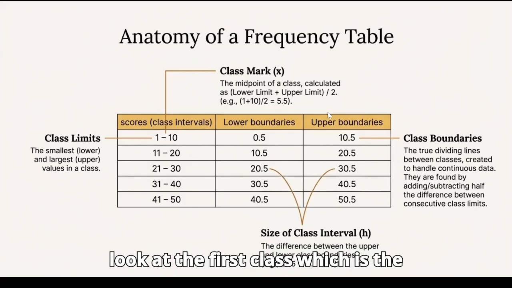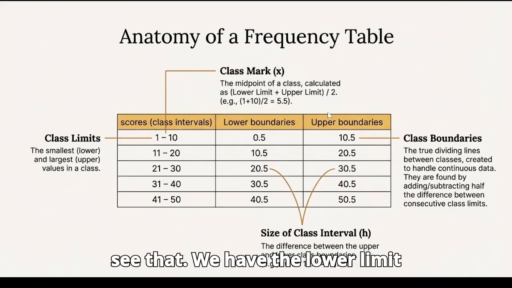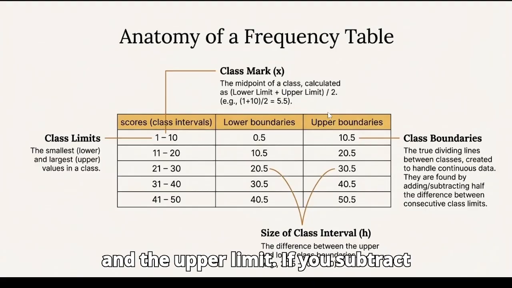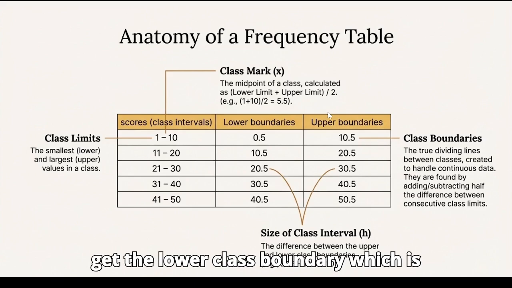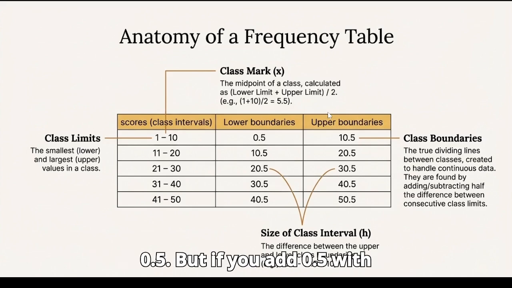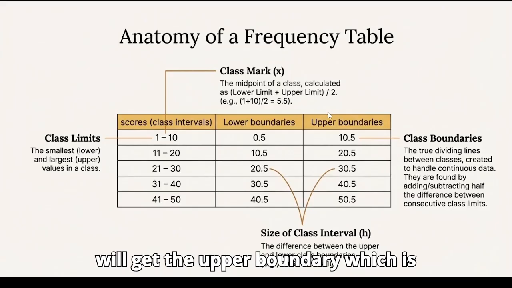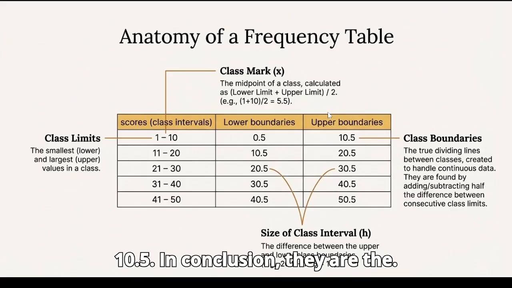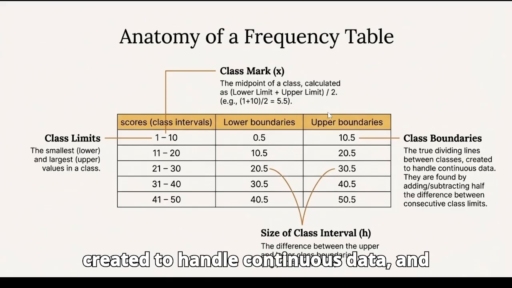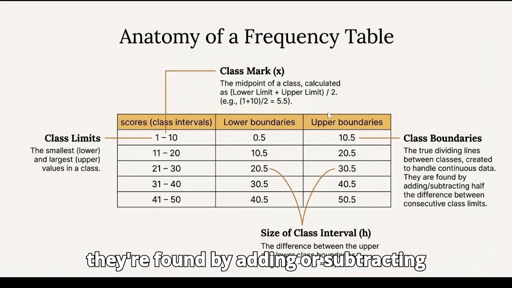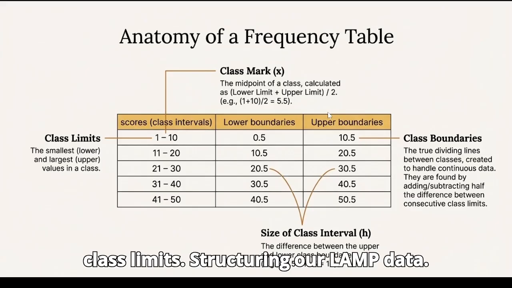If you look at the first class, which is the scores or the class intervals, you will see that we have the lower limit and the upper limit. If you subtract 0.5 from the lower limit, you will get the lower class boundary, which is 0.5. But if you add 0.5 to the upper limit, which is 10, you will get the upper boundary, which is 10.5. In conclusion, they are the true dividing lines between classes created to handle continuous data, and they are found by adding or subtracting half the difference between consecutive class limits.